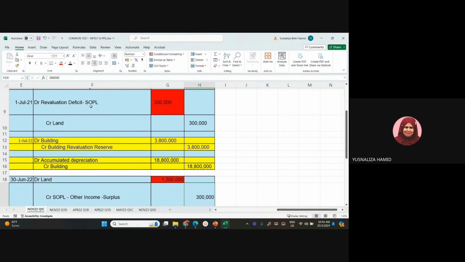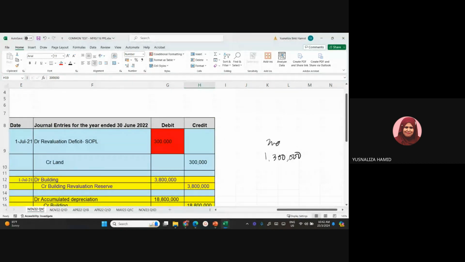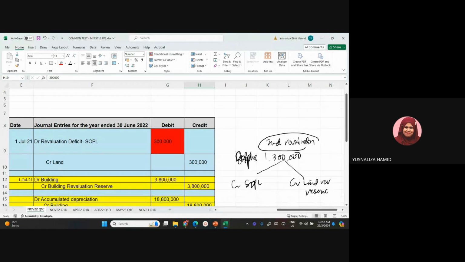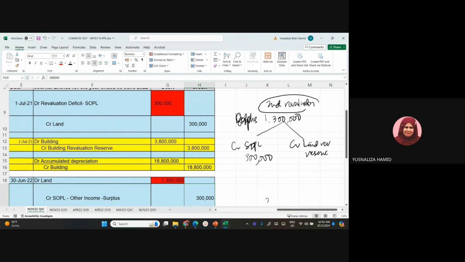Before this you debit the SOPL, now you would credit the SOPL 300,000. So if you have 1.3 million of your second revaluation here, sorry, that is a surplus. Before you credit straight away to the land revaluation reserve, you must first credit them to SOPL. How much? Go and check the previous deficit. Previous deficit was 300,000, so that should be credited with 300,000. The amount not covered between 1.3 million and 300,000 is 1 million. That 1 million is the one that you would credit to the land revaluation reserve.